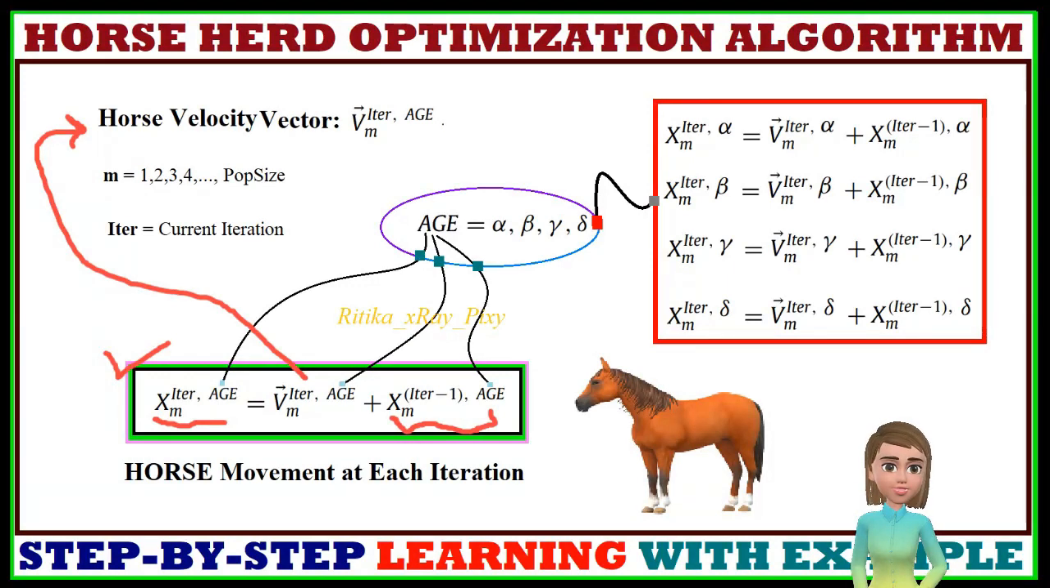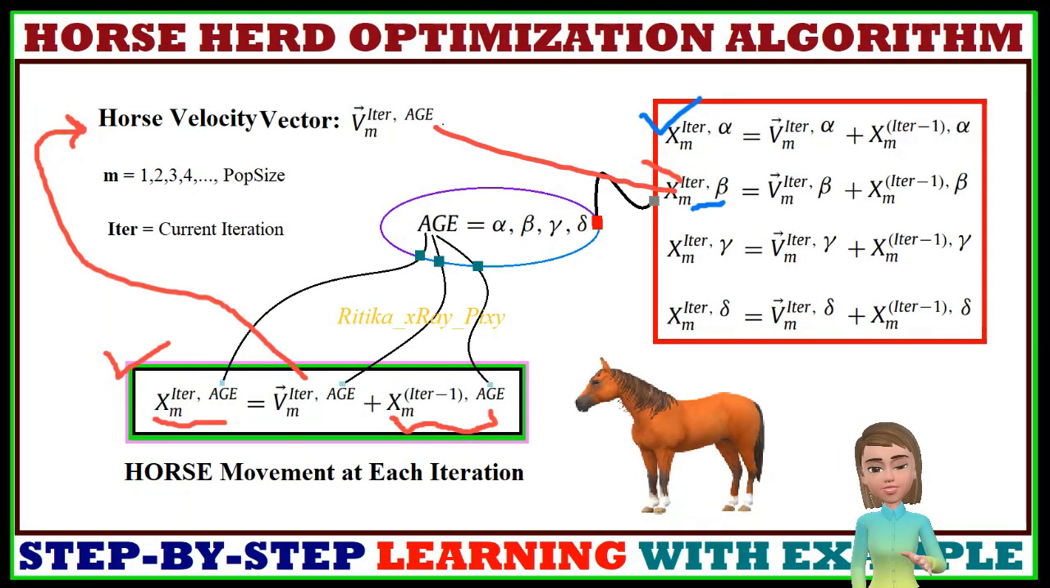And this is the current iteration, and M is the total number of horses in the search space, that is 1 to population size. Now we can see how we can update the horse position according to their age. For the alpha horse, this is the velocity vector for the alpha horse and the horse previous position.